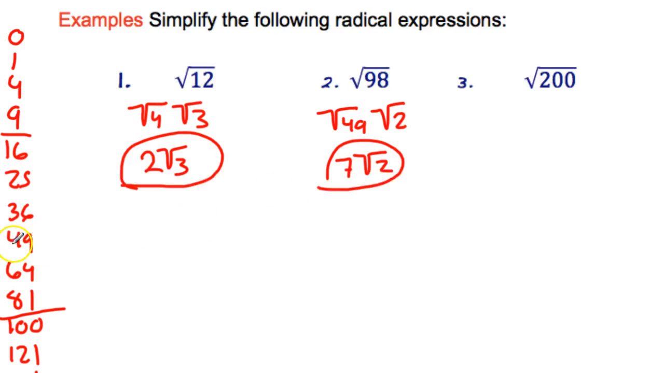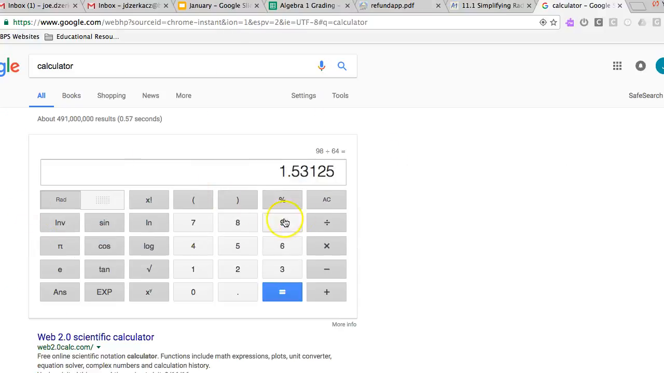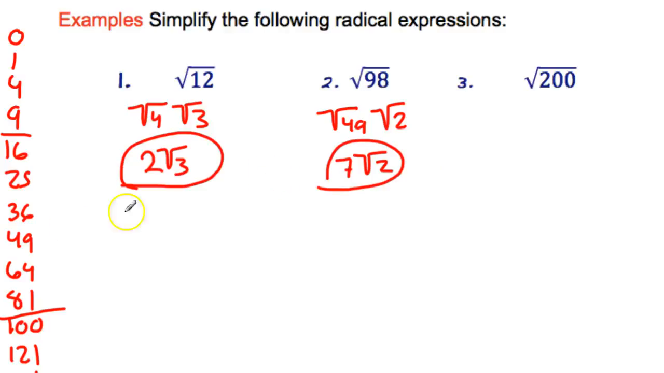Alright, 98 divided by 49. And it's 2, right? You have a whole number. That's when you know you have a factor. Alright, last one. Square root of 200.